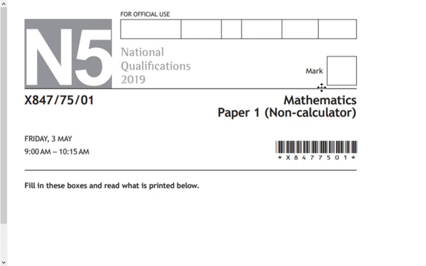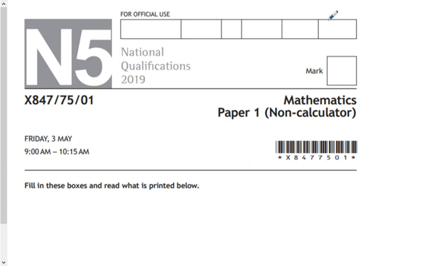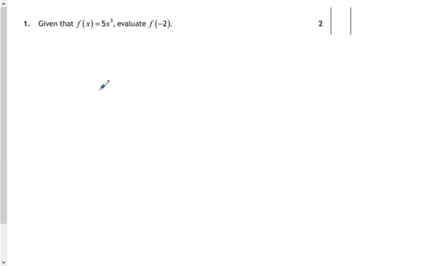Okay, so we're going to have a look at the National 5 2019 Paper 1, going through all of it just in real time. Okay, so question 1. f of x is equal to 5x cubed. Evaluate f of negative 2 for 2 marks.